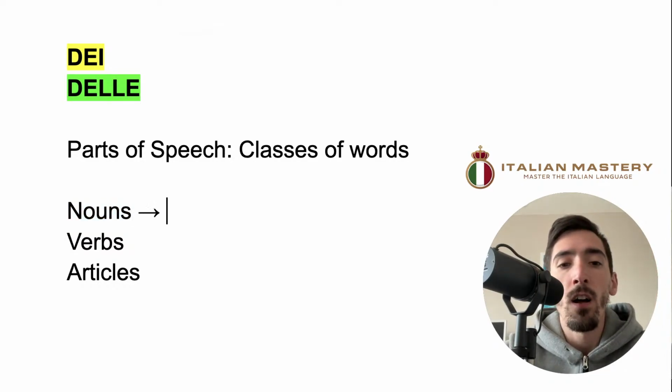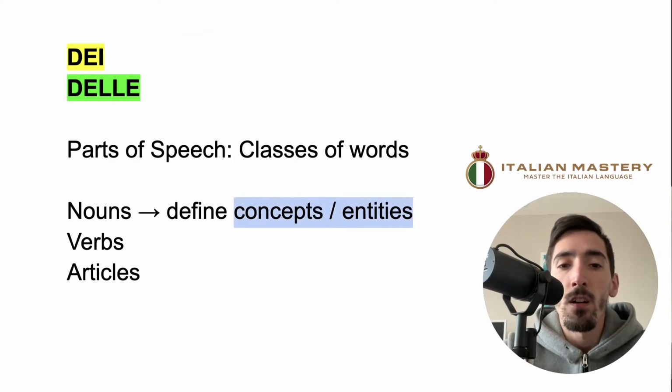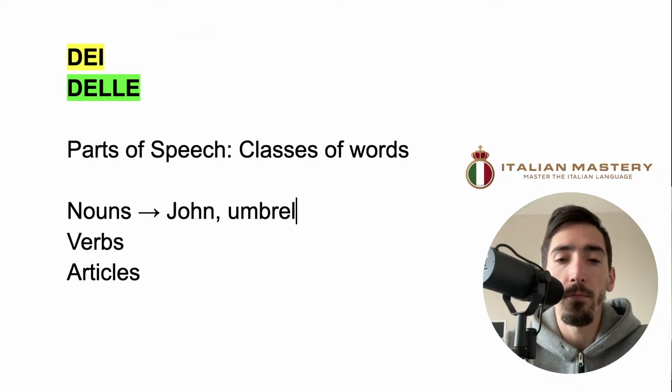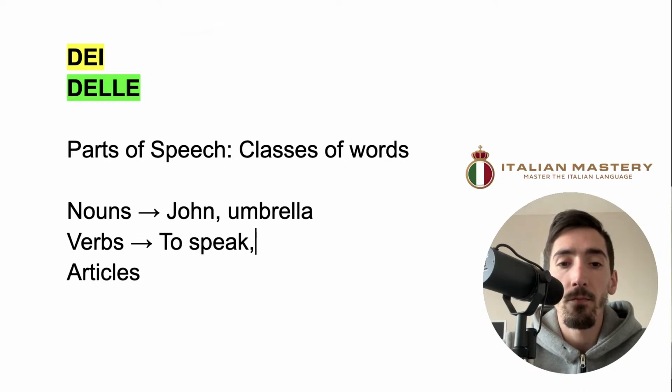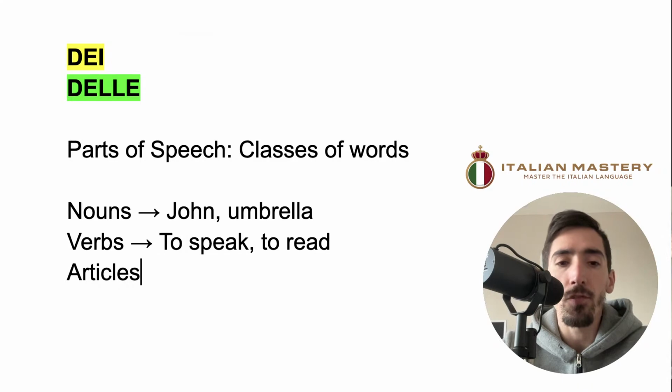Nouns, for example, are useful to define concepts or entities, right? So, for example, John is an entity, is a person. The dog is an entity. So dog, for example, is another example of noun. Umbrella is another example. Verbs, to speak, to read. So these are all verbs. Verbs in general are action words, so they define actions.